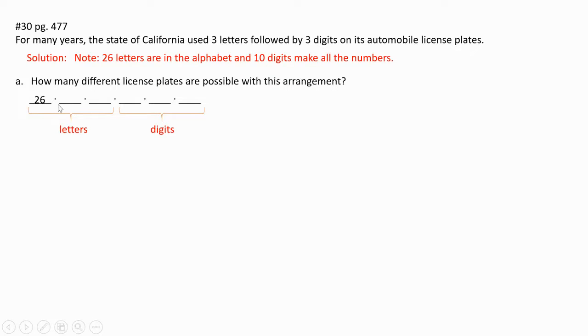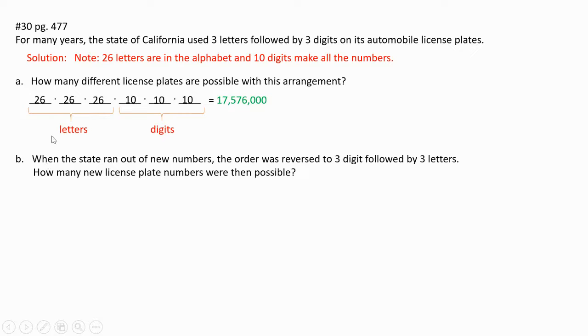So there's no restriction. So 26, 26, 26, right? And the digits will be 10, 10, and 10. So the answer will be, multiply it out, you're going to get something like 17,576,000. That's how many possible arrangements.